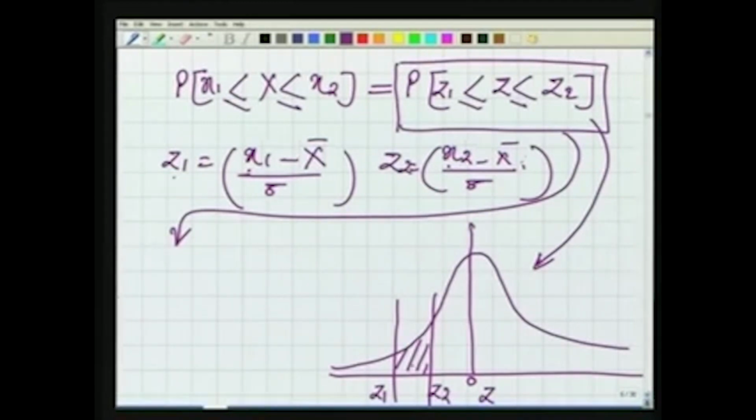How can I determine this shaded part? To determine this shaded part, let us say if I can determine this entire part which has the dots, what will this be? The one which has the dots will be the probability that my z is less than or equal to z2, isn't it?